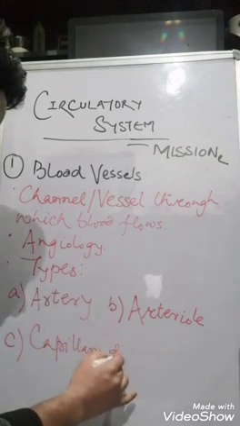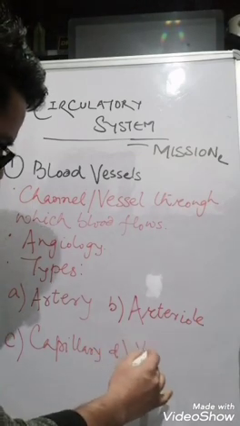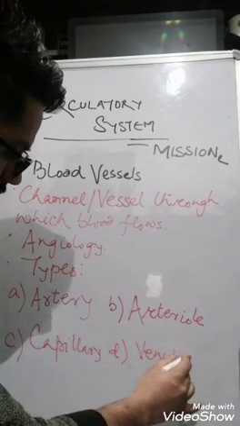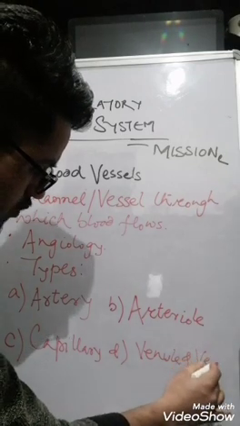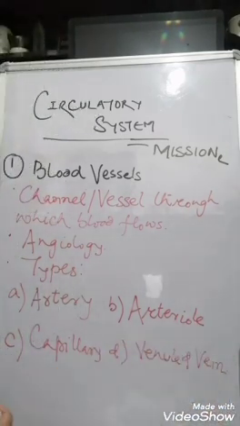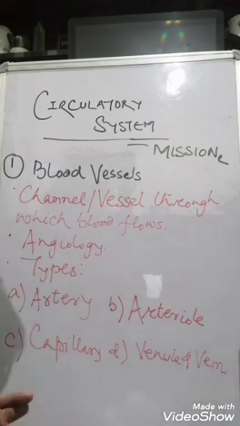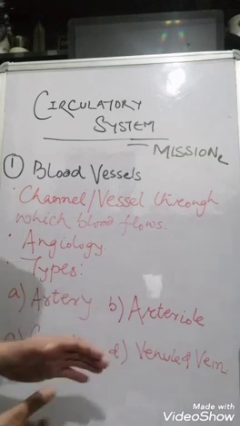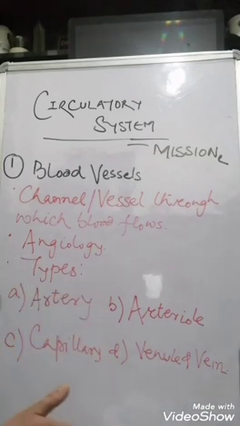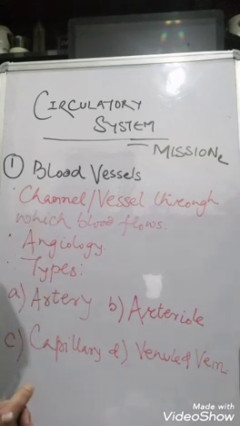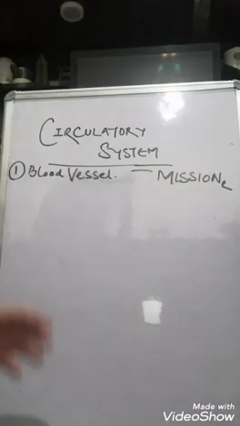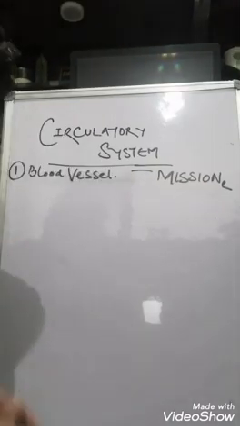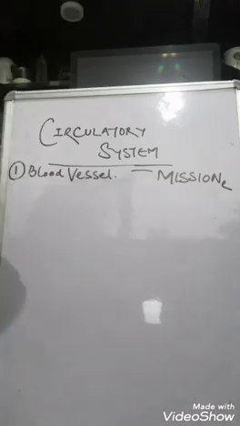The number D is the venule and vein. So what I want to say better is that we have four types of blood vessels. You got the artery, you got the arteriole, you got the capillary, you got the venule and the vein, and we will be discussing each vessel separately. For now, we are discussing the angiology, the study of blood vessels. So right now we are discussing the blood vessel, and I told you that there are four types of blood vessels.